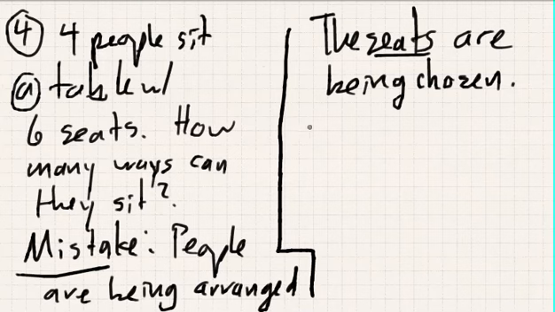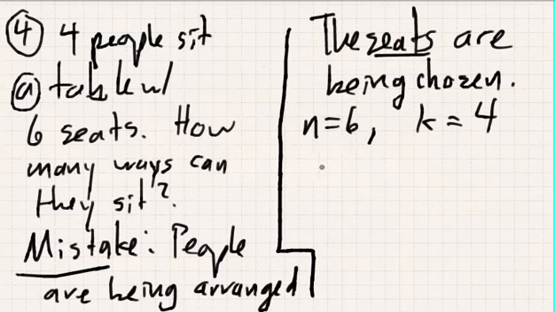And so we're choosing the seats. So the total number of things we're choosing from is 6. How many are being chosen? We have 4 people. So 4 seats out of the 6 are being chosen. Why does the order matter? Which seats are chosen? Well, different people sitting in different seats constitute a different arrangement. So order matters.